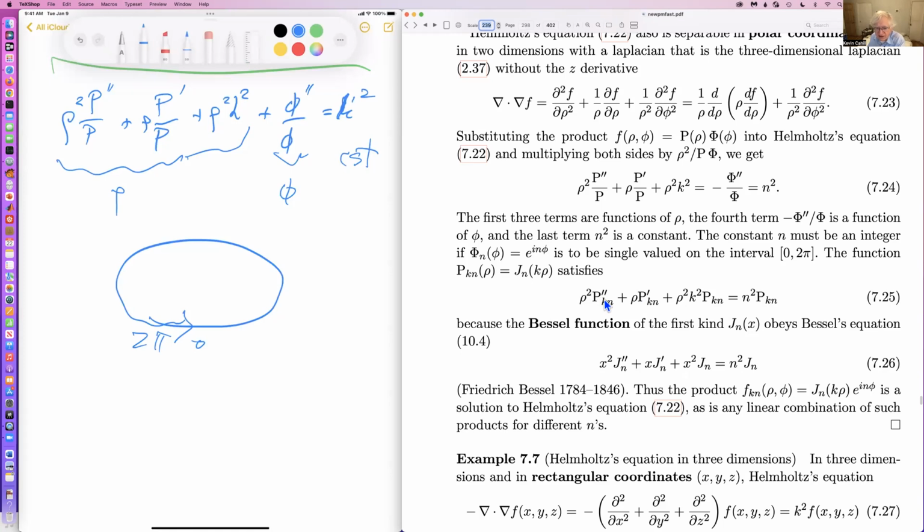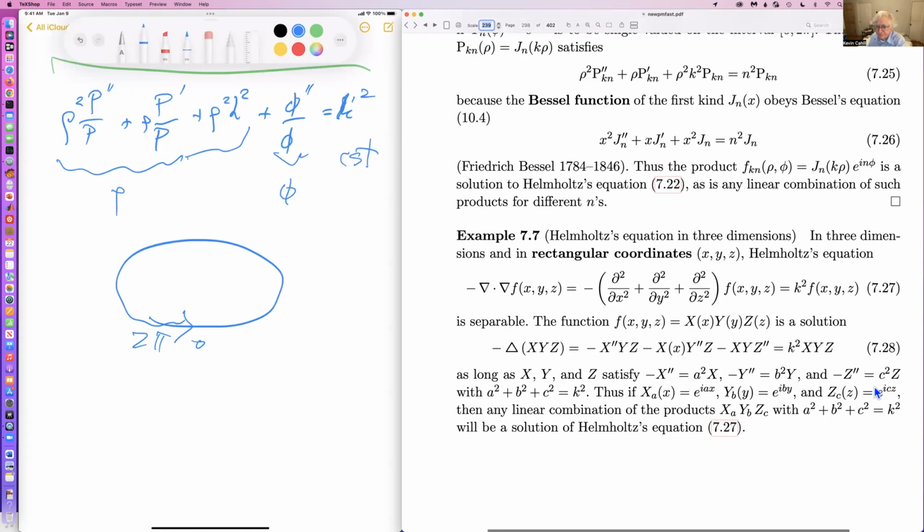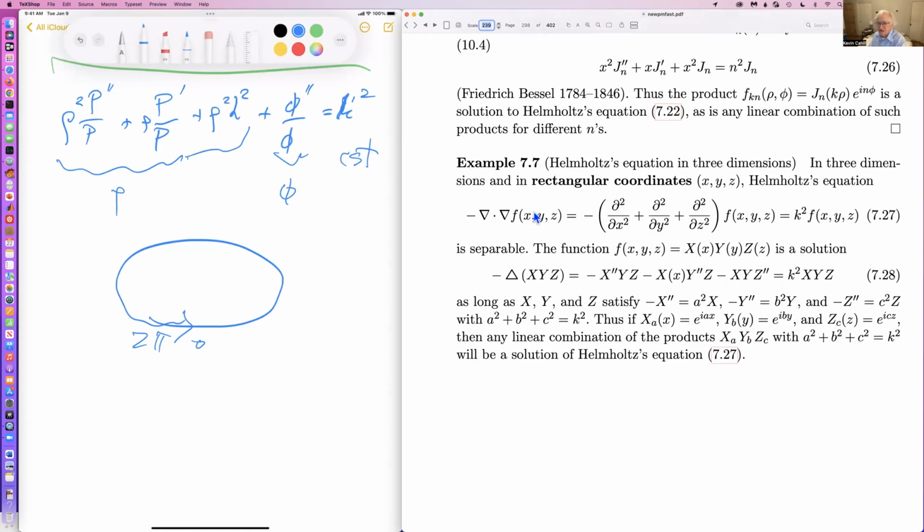Anyway, the Bessel function of the first kind obeys Bessel's equation, and that's what this is. And so what we have then is that the solutions of the Helmholtz equation in cylindrical coordinates, just in the plane, the two-dimensional Helmholtz equation, is the nth Bessel function of argument k rho times e to the i n phi. And in 3 dimensions, it's a similar business.